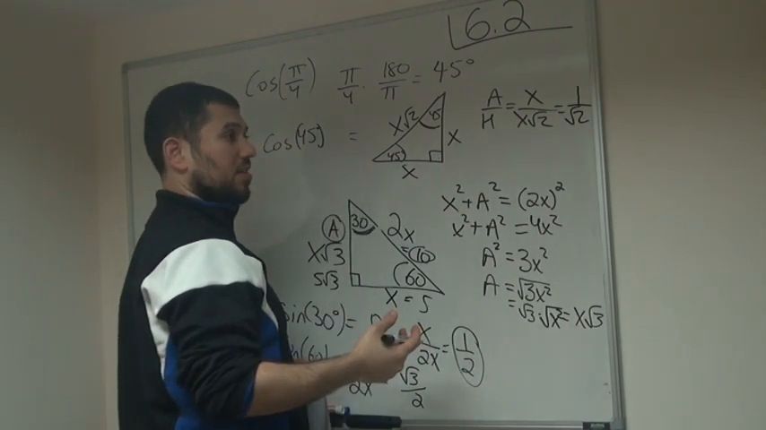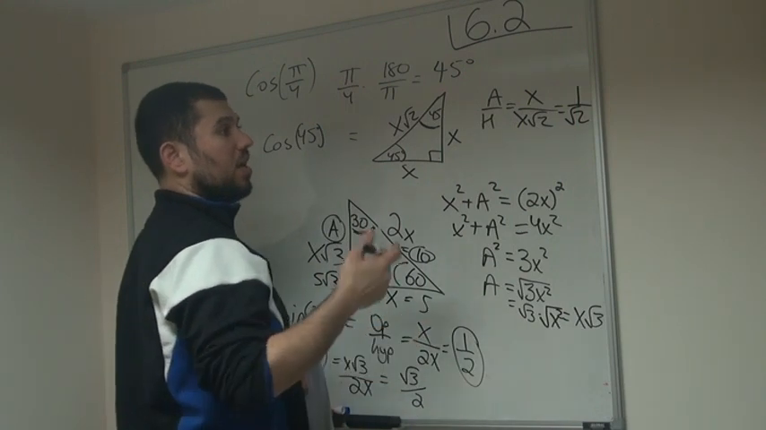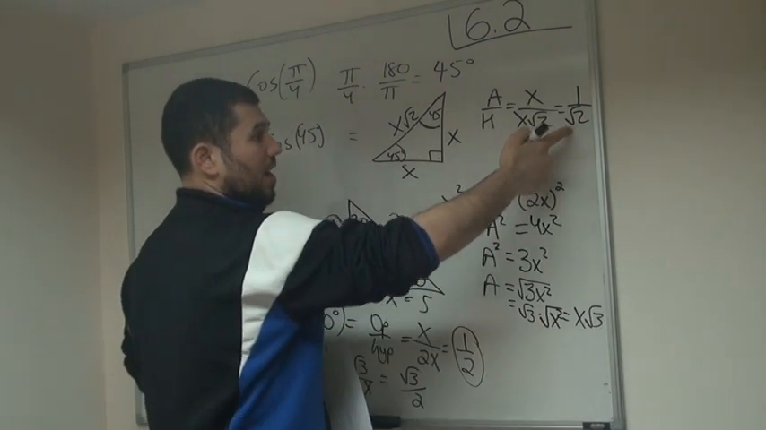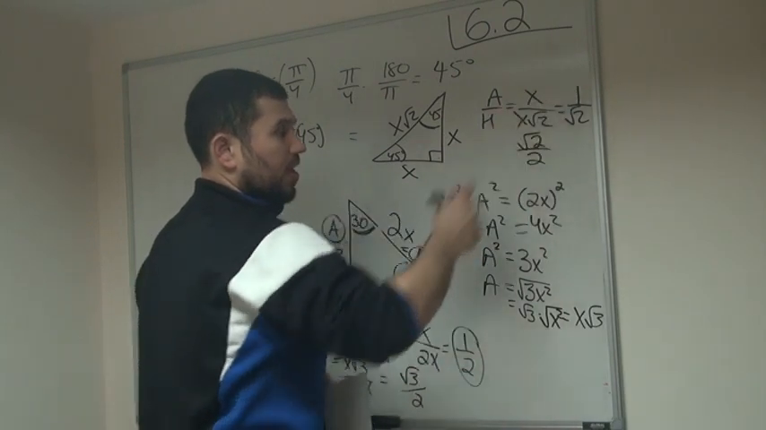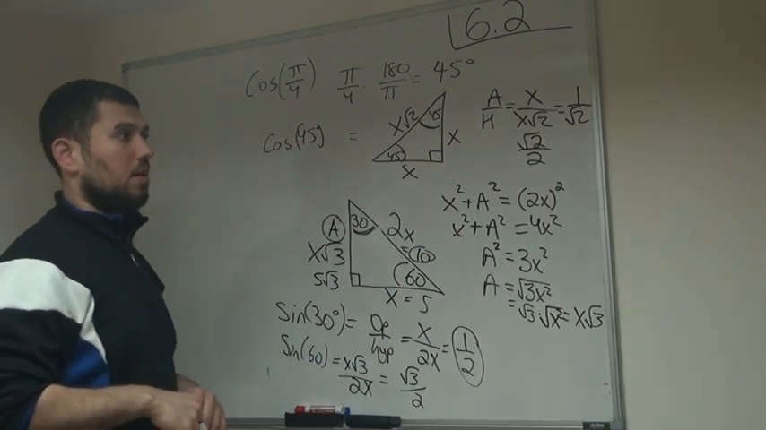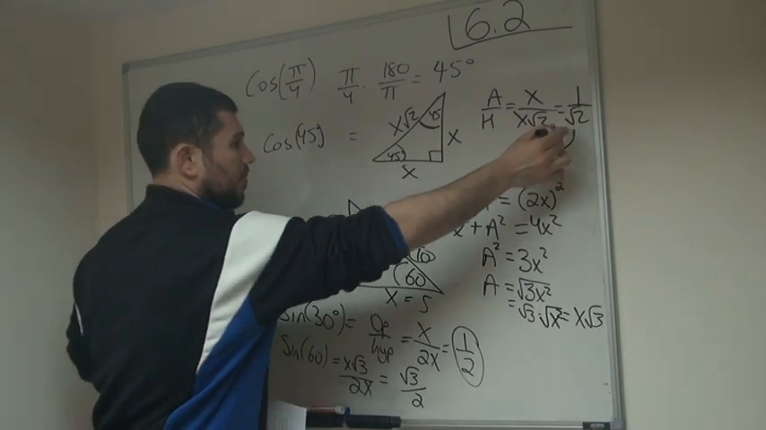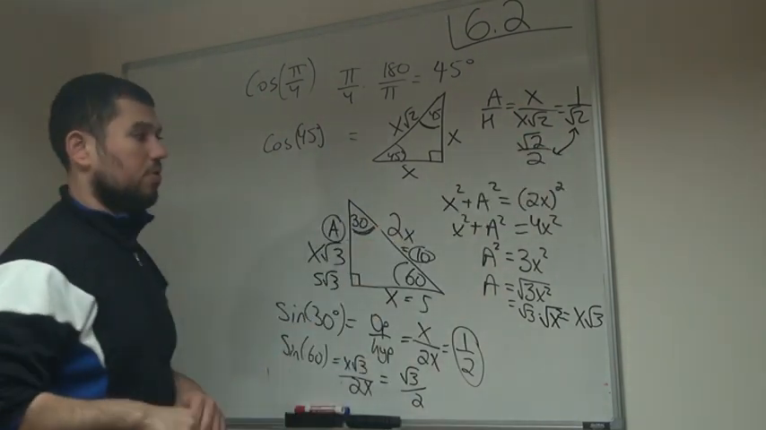In your graphing calculator, you'd get a decimal answer. In your textbook, you'd be expected to rationalize this, and you would get root 2 divided by 2, because you multiply top and bottom by root 2. For me, either way would be accepted, 1 over root 2 or root 2 over 2.